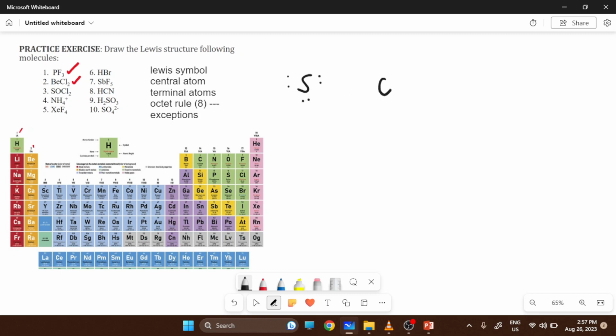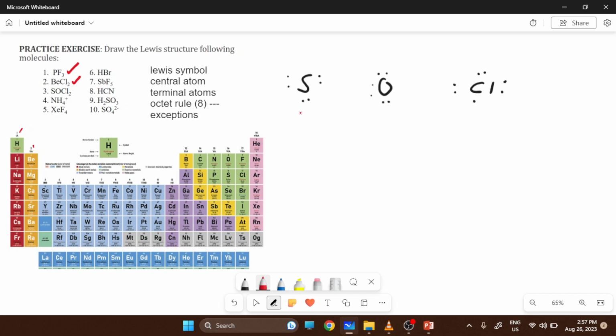Oxygen, so 6. And then chlorine, 2. What happens here? What is our central atom? Of course, it can't be oxygen, because usually oxygen is a terminal atom, and sulfur is the best candidate. If you search this on the internet, sulfur is the central atom of thionyl chloride.